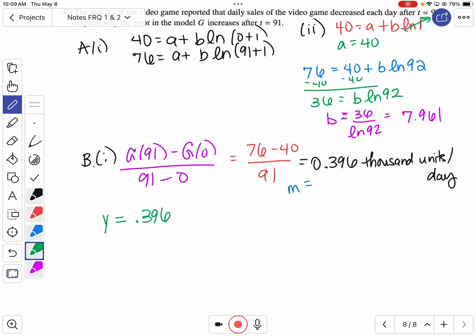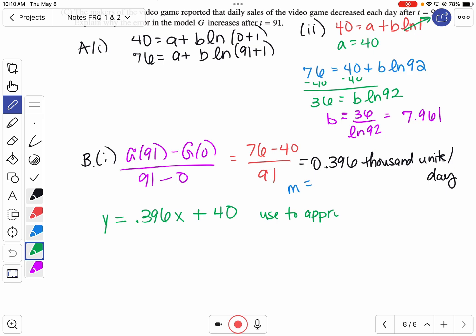0.396. They used a t, right? Or we could use an x. Plus, and what was that value when time was 0? It was 40. Okay, and so that works. So this is what we're going to use to approximate.